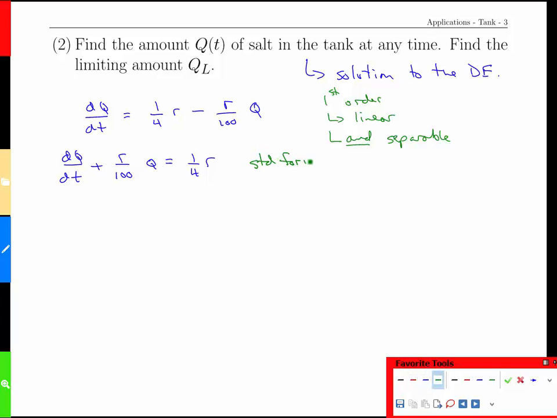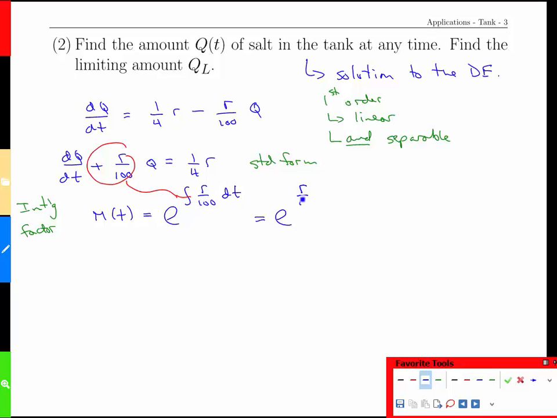Once we have it in standard form, we have Q as our unknown, the derivative times 1, and Q by itself there. Then we would find our integrating factor, which in this case depends on time. So our mu of t is e to the integral of this whole package here, which is r over 100 dt. And that's all constant, so we simply have e to the r over 100 t.